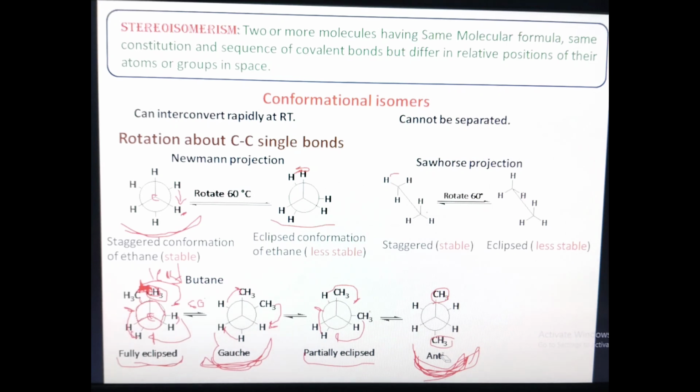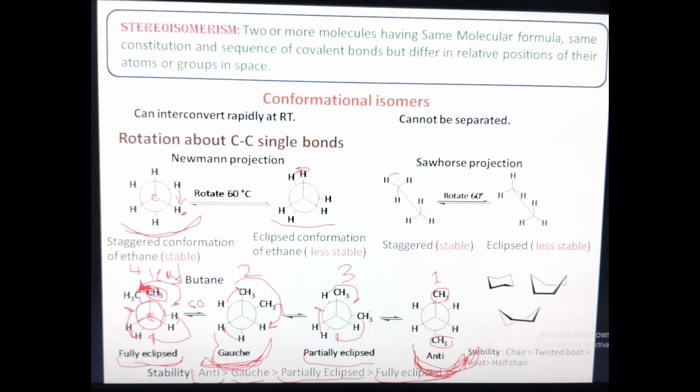The CH3s are away from each other, hence this is highly stable. See, anti is highly stable, then the Gauche, then the partially eclipsed, and finally the fully eclipsed is least stable. First, the anti-form is highly stable, next the Gauche form is stable, third is partially eclipsed, and finally the least stable is the fully eclipsed form.